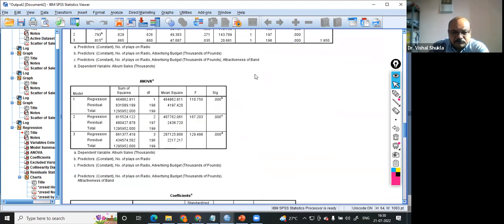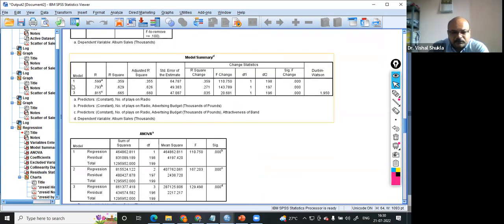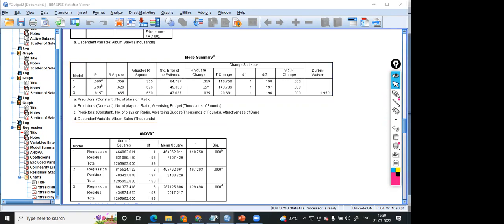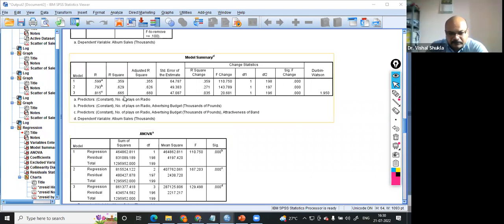But in this model, when advertising budget was also added, the variance explained reached the level of 62.9%. Attractiveness of the band alone was unable to predict the album sales. But in the presence of these two, when it was added, now the overall variance explained reached the level of 66.5%. So which model should we keep with us? The third one. The third one means when all variables are there, right?